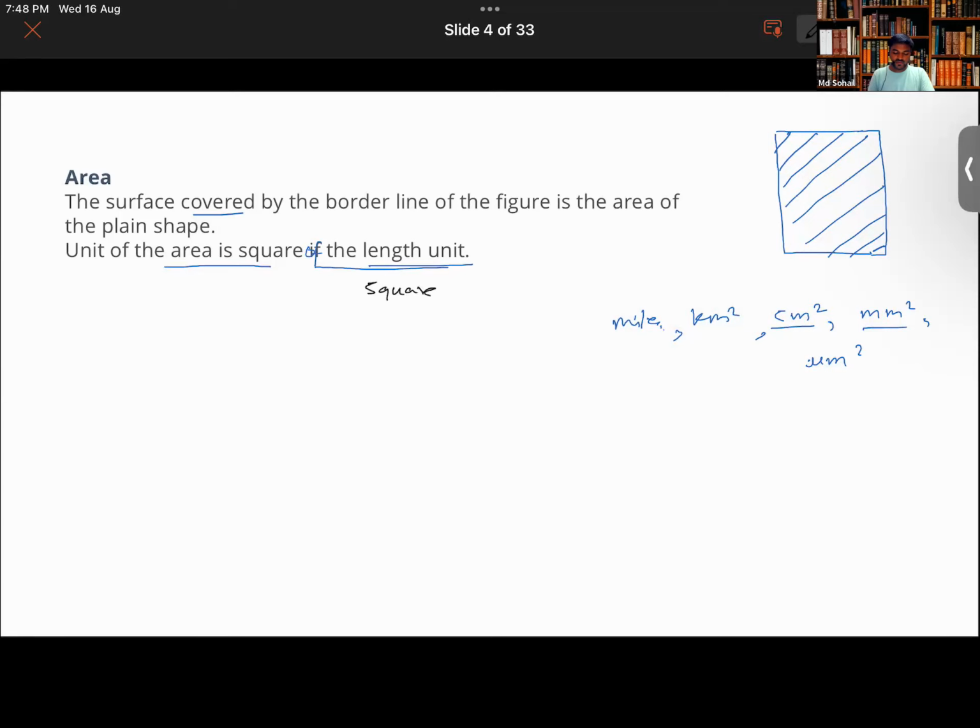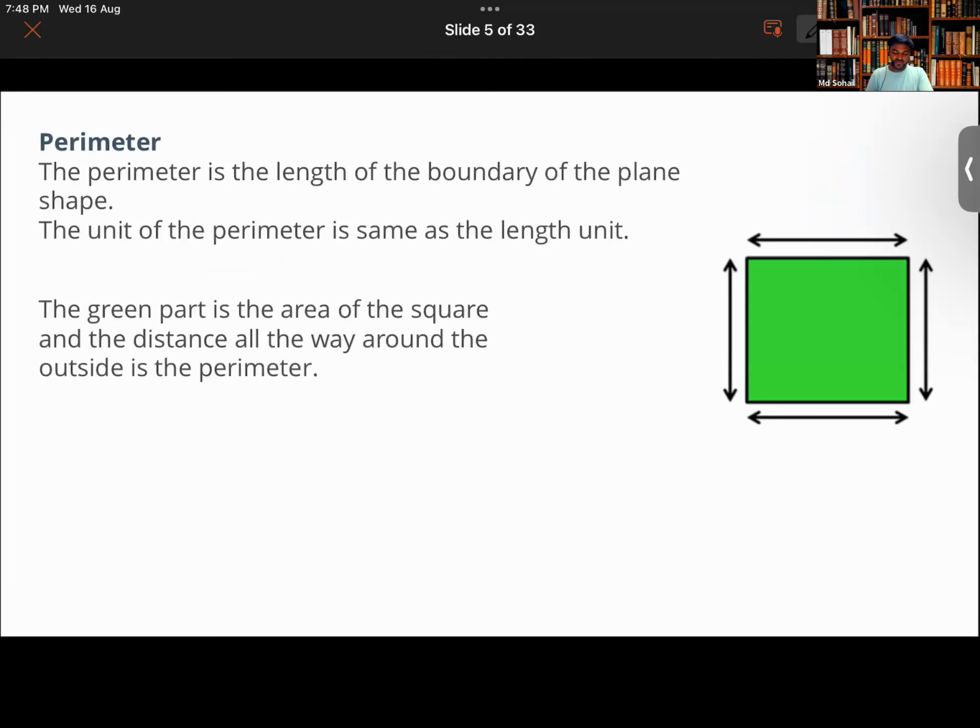Getting it? Square meter. All right. So we have got an idea of what area is, and in fact, we are already aware of it.